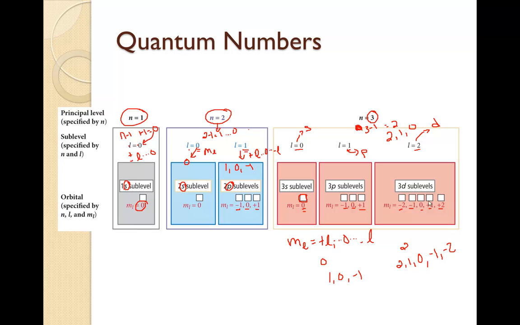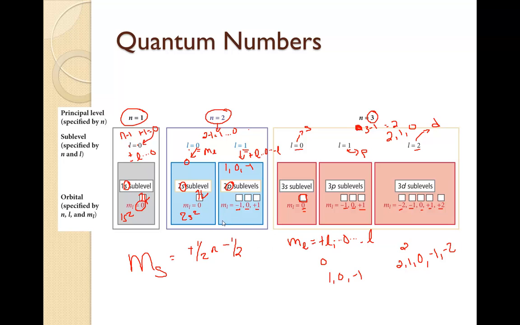Now the only one we haven't discussed here is M sub S, which is going to be plus 1/2 or minus 1/2. And that's talking about the electrons themselves. So if this is 1s2, we have 1 electron going one way, 1 electron going the other way. 2s2, 2 electrons in that box. The arrow represents the electrons.